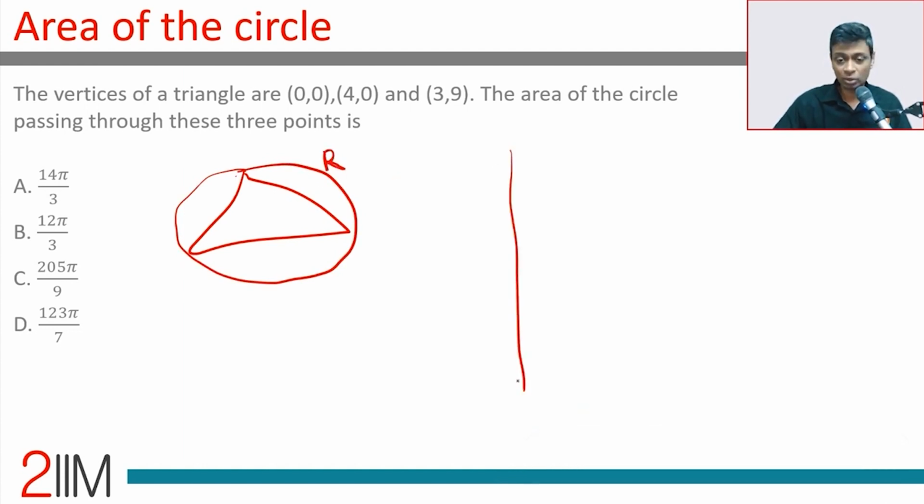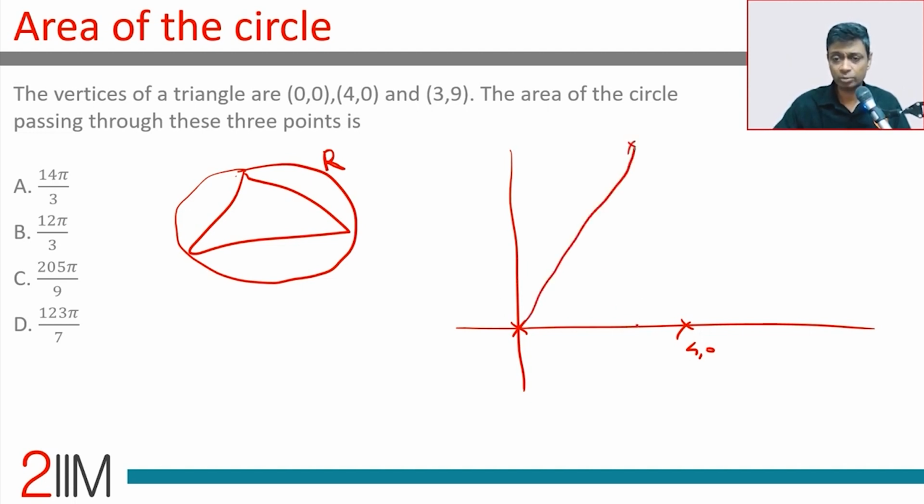Lovely. This looks like an impossibly tough question. It is not. (0, 0), (4, 0), (3, 9). If you can visualize these points, this becomes much simpler. To start with, this is not a right angle triangle. This is not an equilateral triangle. This is not even an isosceles triangle. And all those appear to be clear.